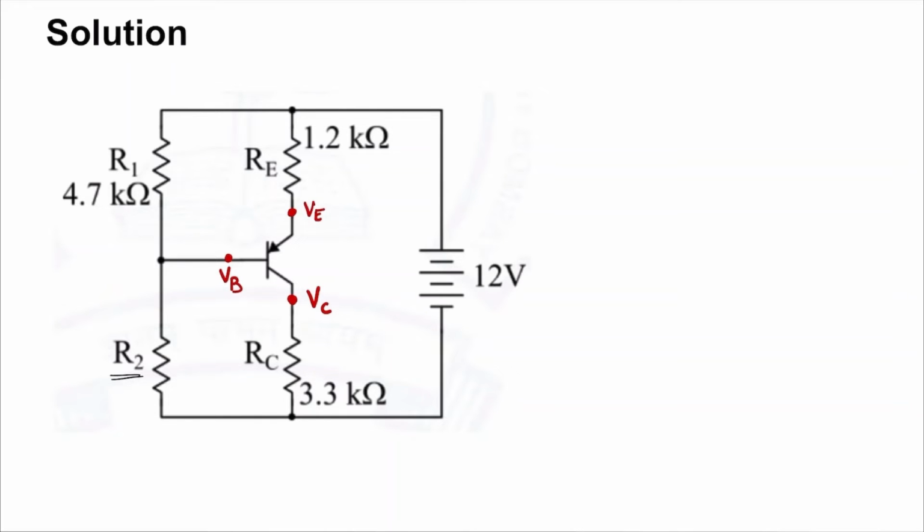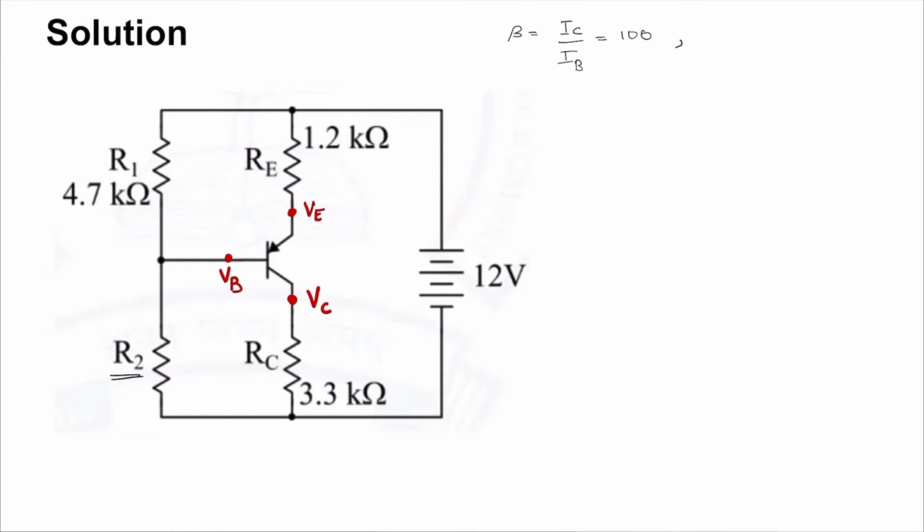So let's go ahead and solve the problem. We are given that in this problem, beta, which is defined as IC by IB, is 100. And we are asked to find out for what value of R2 the voltage across the collector resistor is 5 volt.